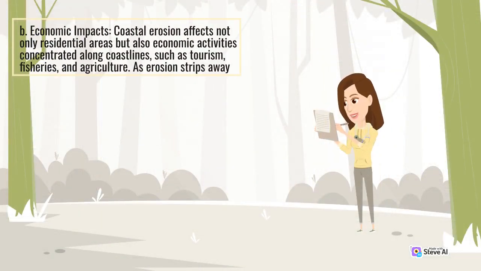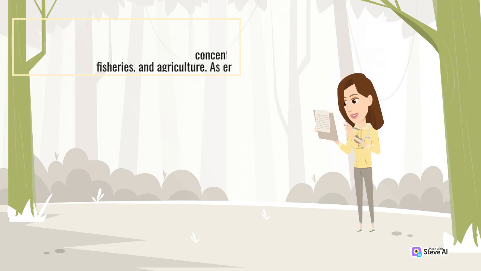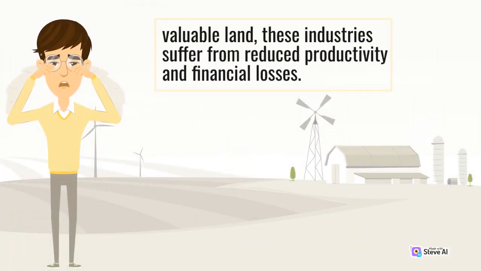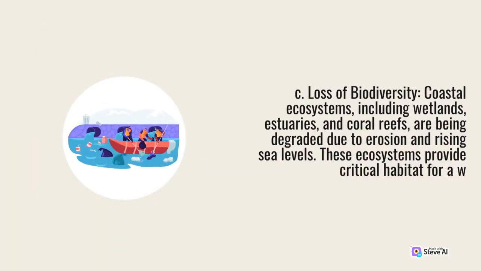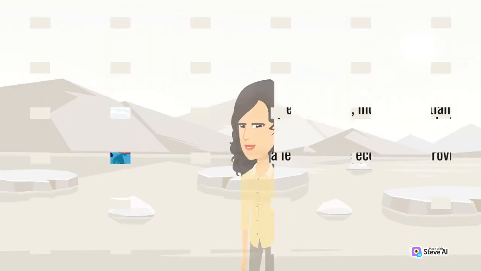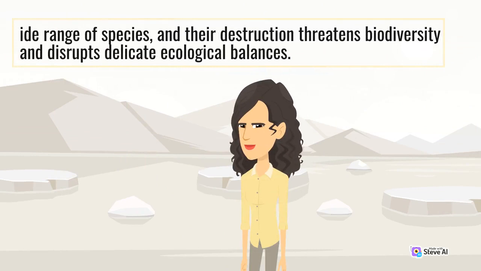B. Economic impacts. Coastal erosion affects not only residential areas but also economic activities concentrated along coastlines, such as tourism, fisheries, and agriculture. As erosion strips away valuable land, these industries suffer from reduced productivity and financial losses. C. Loss of biodiversity. Coastal ecosystems, including wetlands, estuaries, and coral reefs, are being degraded due to erosion and rising sea levels. These ecosystems provide critical habitat for a wide range of species, and their destruction threatens biodiversity and disrupts delicate ecological balances.